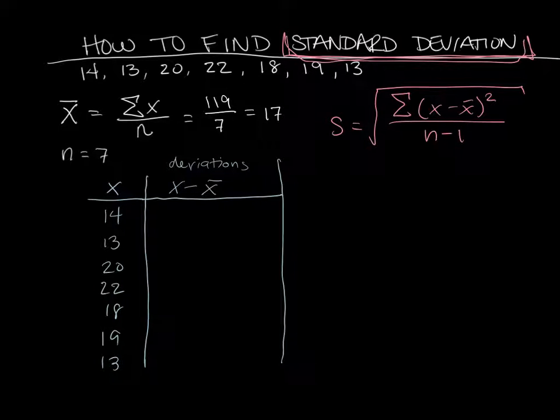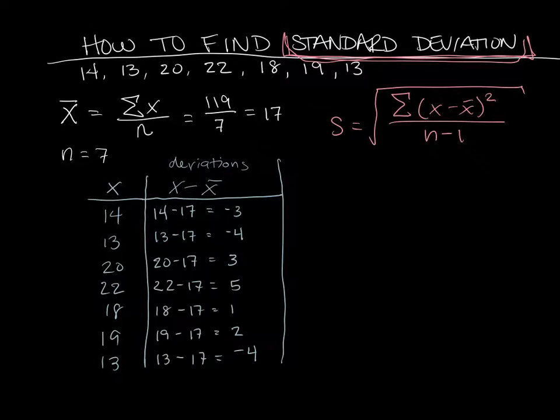So what I'm going to do next is literally subtract for each one. I'm going to say, okay, 14, and you always put your x value first. 14 minus 17 gives me a negative 3. And then 13 minus 17 gives me a negative 4. We'll discuss the negatives in just a second. And then 20 minus 17, and I'm going to continue all the way down until I'm finished. Okay, so I've done all of my deviations.